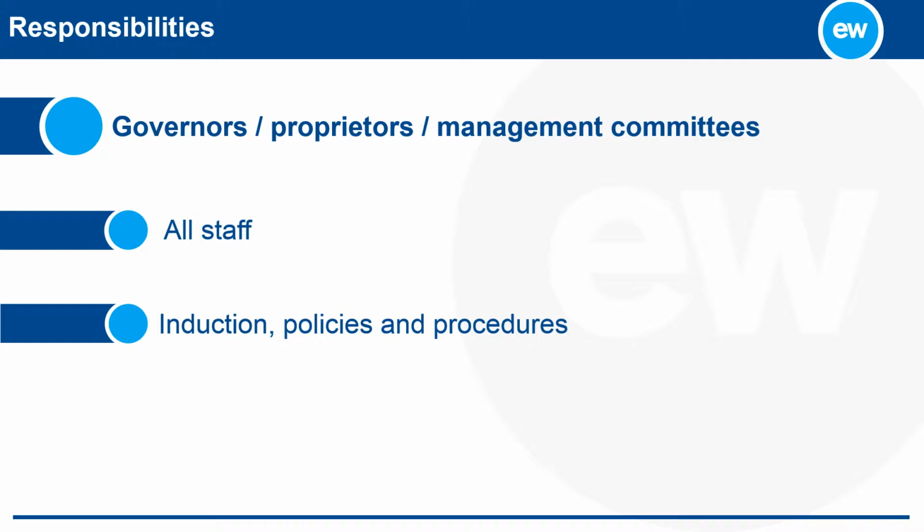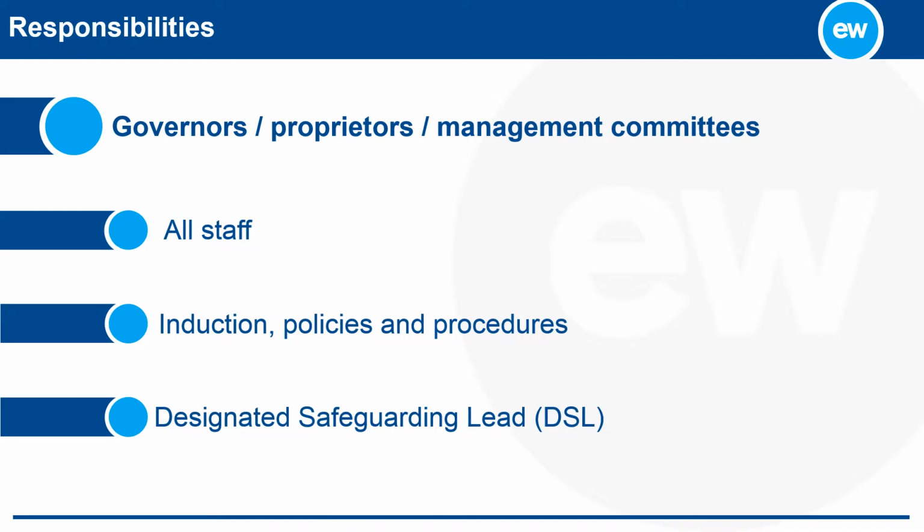Have you considered your induction? Does that cover a clear explanation of your child protection policy, your code of conduct, which all schools should have, the role of the designated safeguarding lead officer, and copies of all relevant policies and procedures? Do all staff know who is the designated safeguarding lead? And do they understand the role of the DSL?